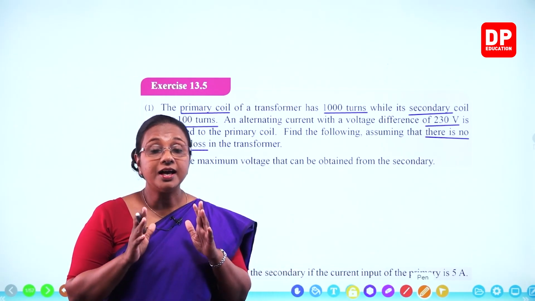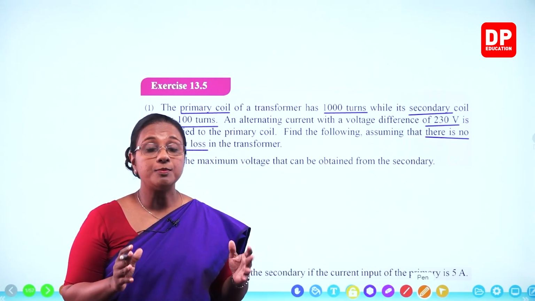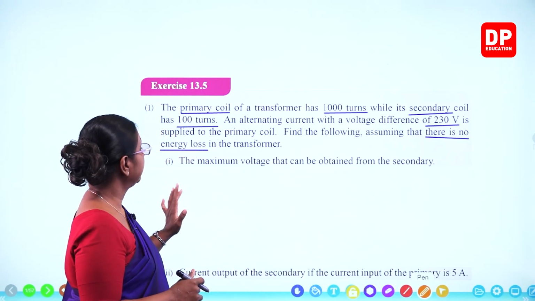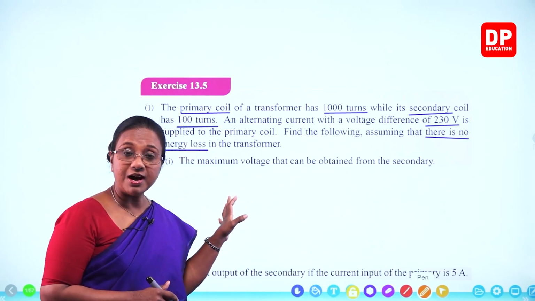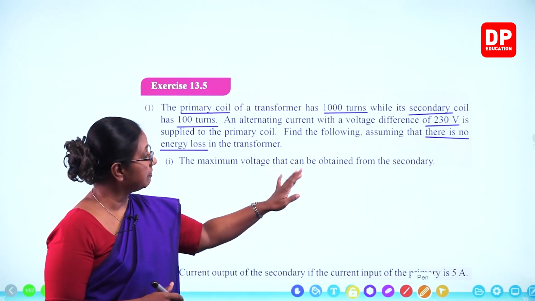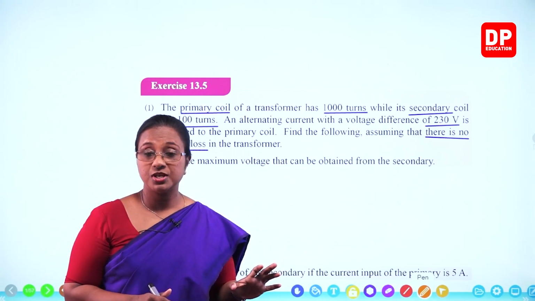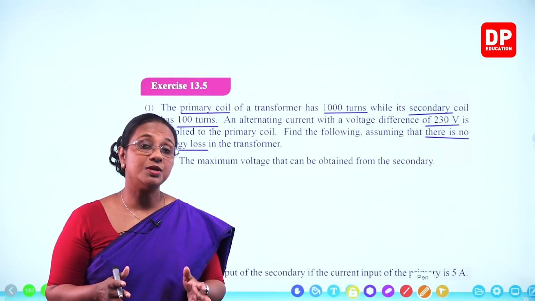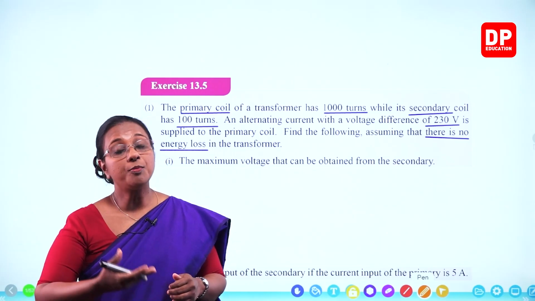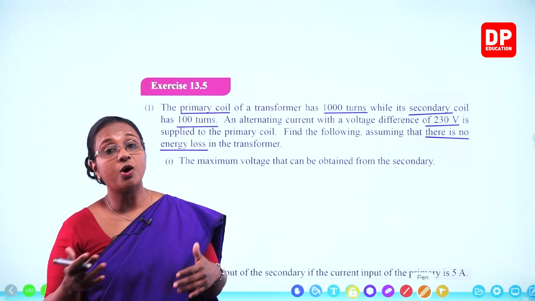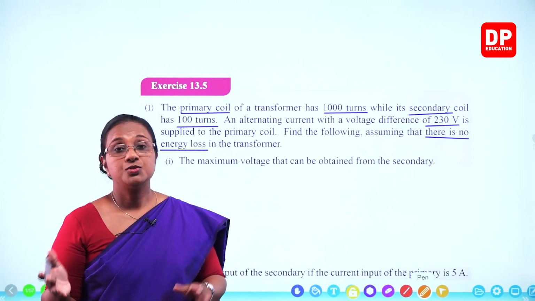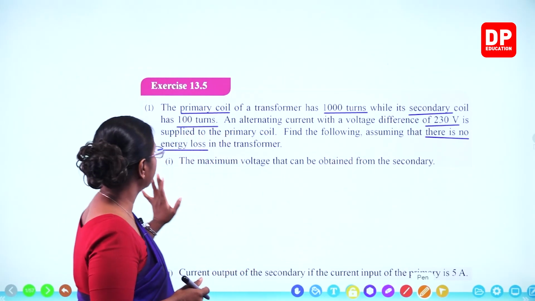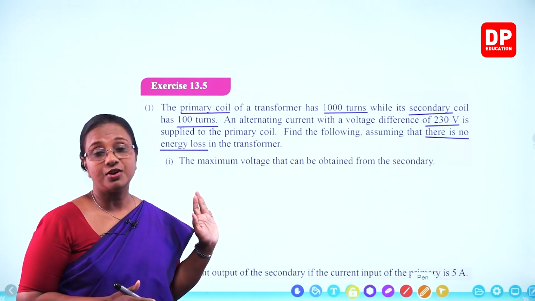So the device or the appliance will not be 100% efficient. But here, theoretically, we assume that the device is 100% efficient. That means there is no energy loss. Then only we can say the energy that is supplied to the primary, or the input, is obtained from the secondary coil, or the output. So to do the calculations, we need to assume that there is no energy loss in the transformer.